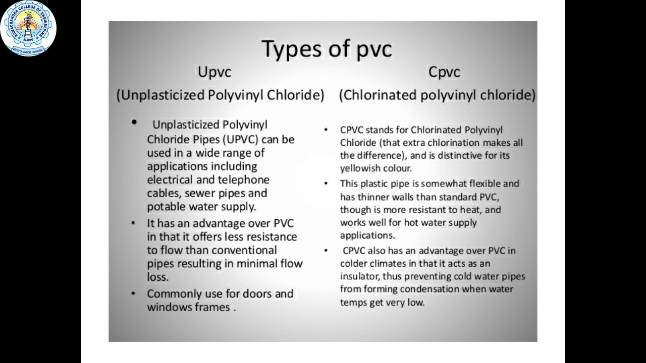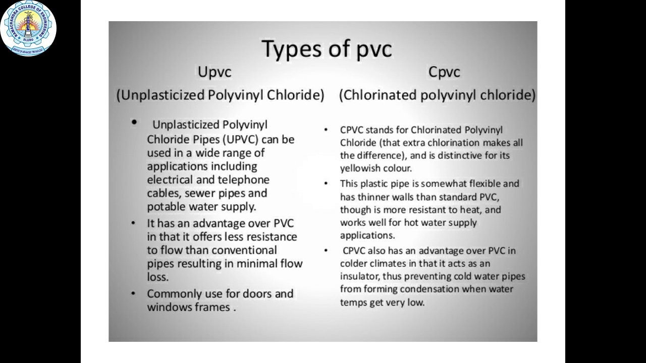Coming to the types of PVC, there are two types. Those are UPVC and CPVC. UPVC stands for unplasticized polyvinyl chloride and CPVC stands for chlorinated polyvinyl chloride. Let us discuss one by one, starting with UPVC. UPVC can be used in a wide range of applications including electrical and telephone cables. UPVC has an advantage over standard PVC in that it offers less resistance to flow than conventional pipes, resulting in minimal flow loss. UPVC is commonly used for making doors and window frames.